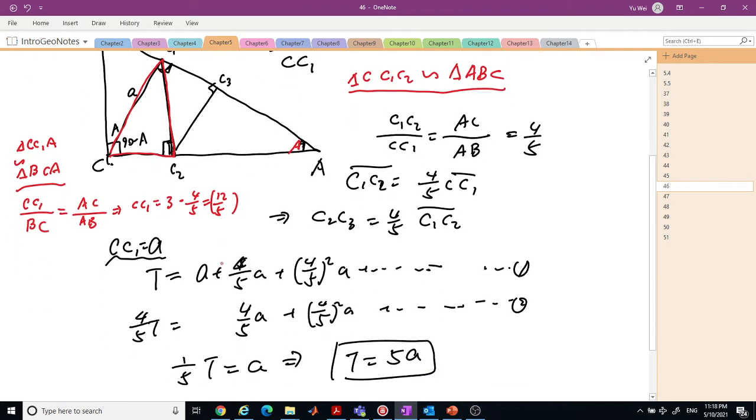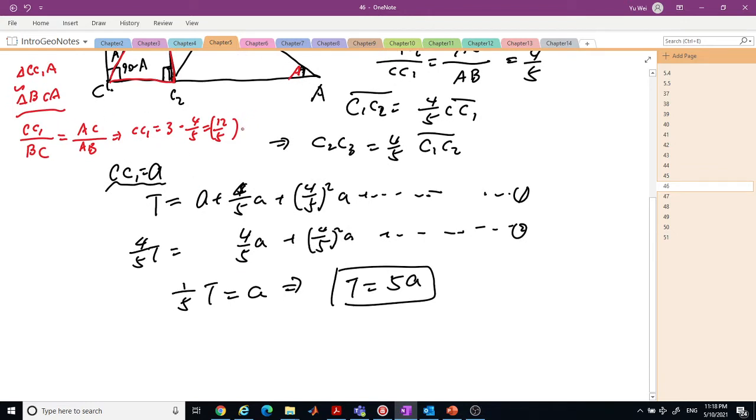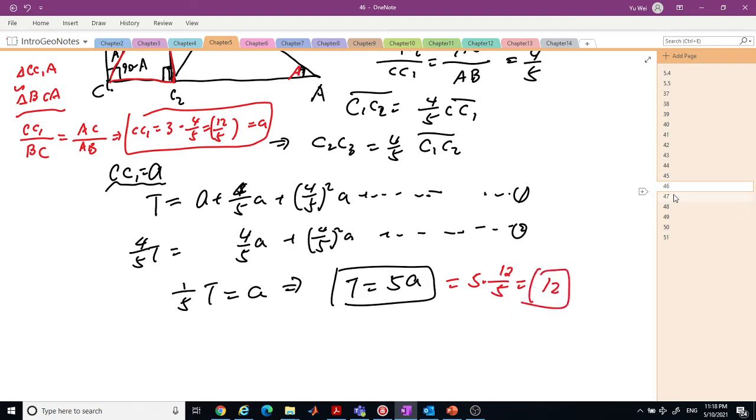Okay, so now you solve A equals A. This is important. You need to apply here that T equals 5 times 12 over 5 equals 12. Next.